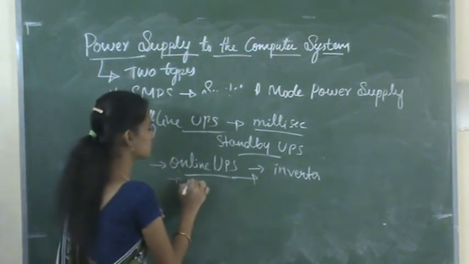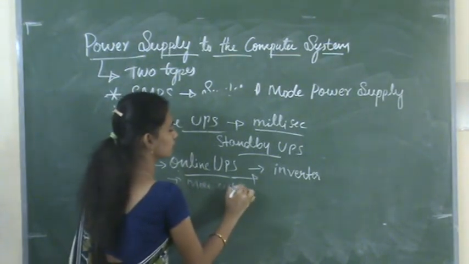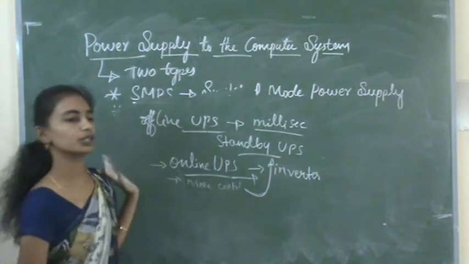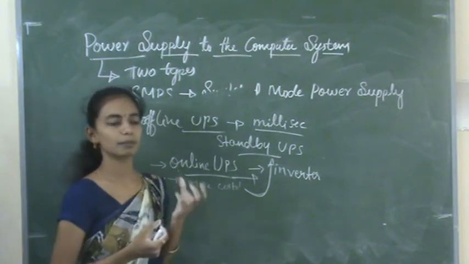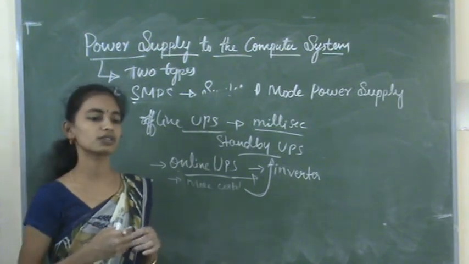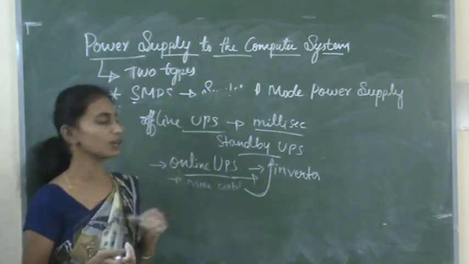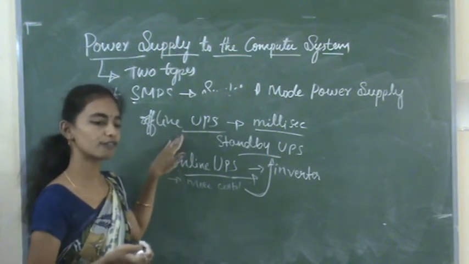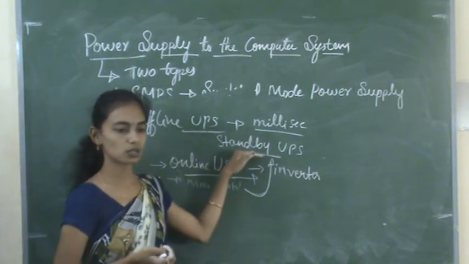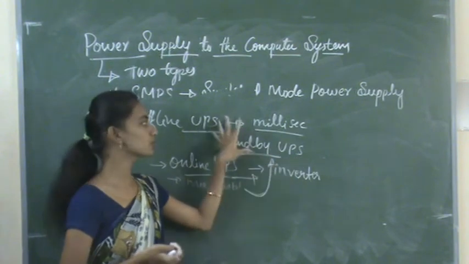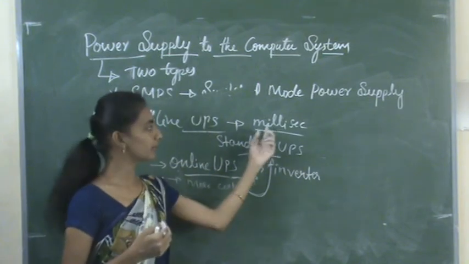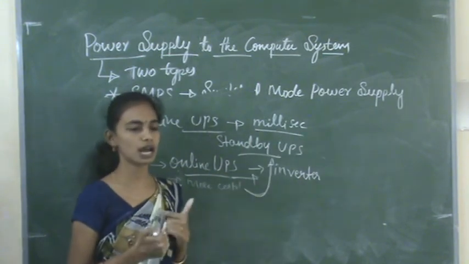This online UPS is more costly compared to offline UPS. So that is about UPS. UPS is a power supply which has a battery to maintain the power whenever there is a power loss or power failure. We have two types: offline UPS and online UPS. The offline UPS is also called standby UPS. It is used to switch on the battery within milliseconds after the power loss happens.